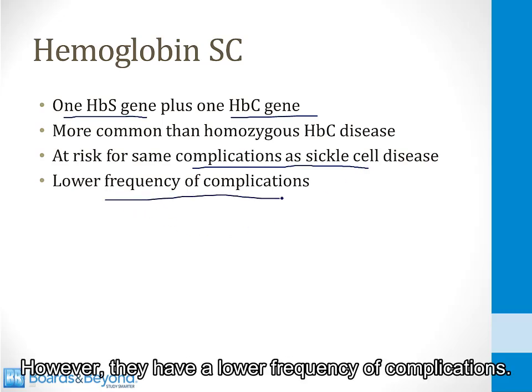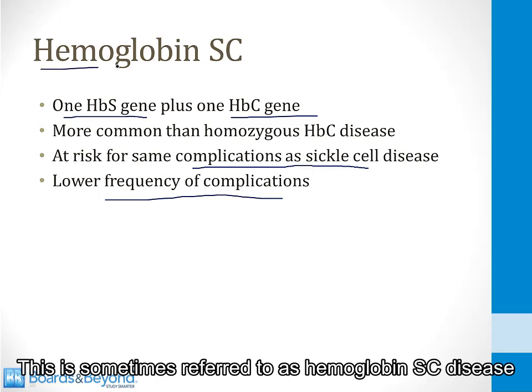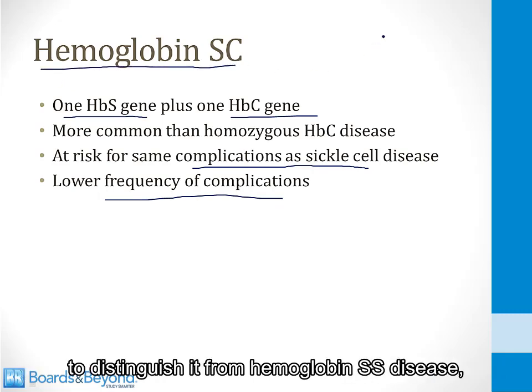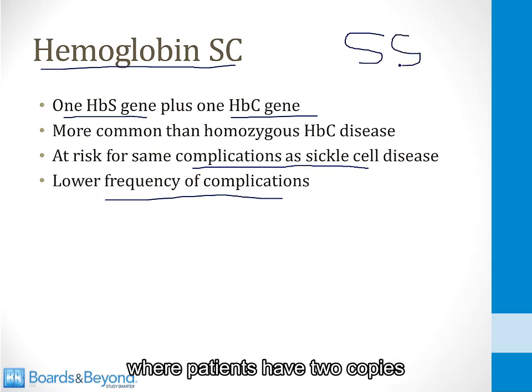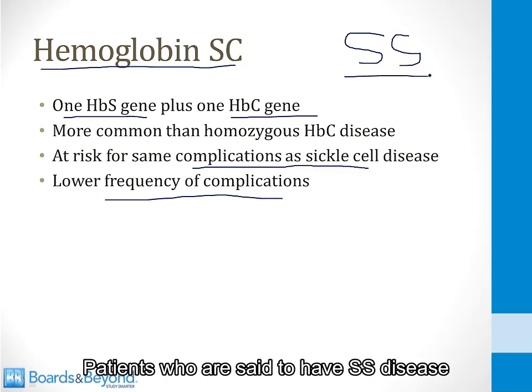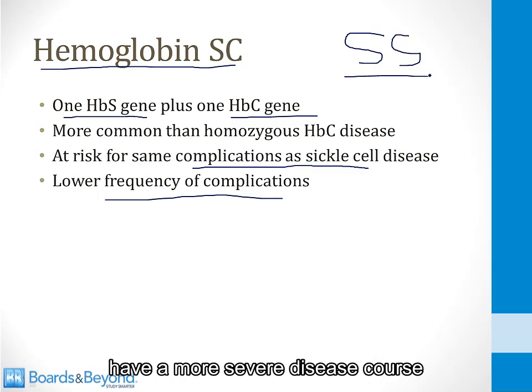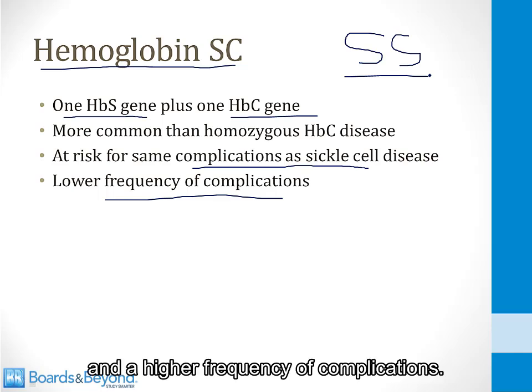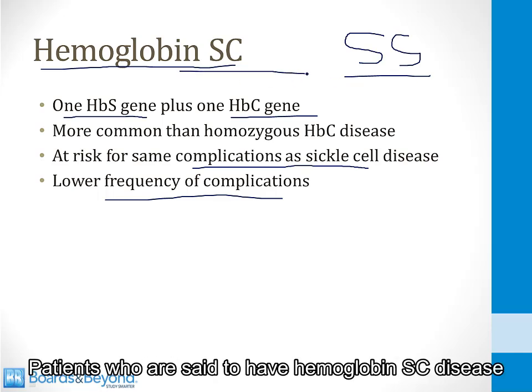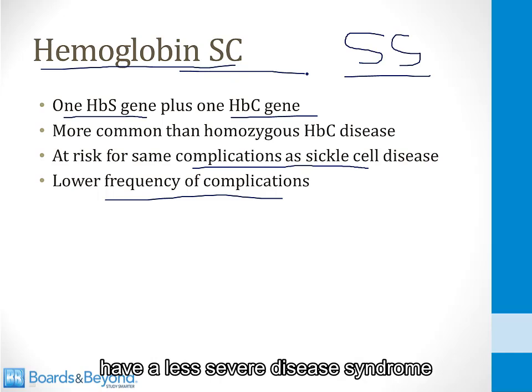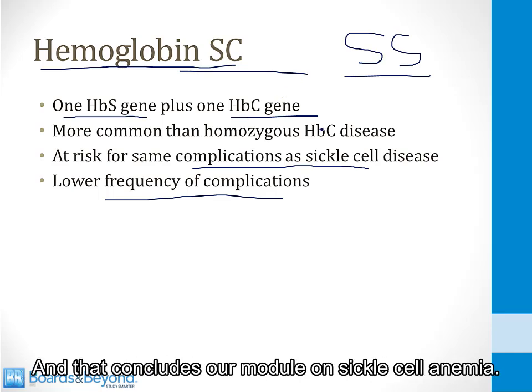This is sometimes referred to as hemoglobin SC disease to distinguish it from hemoglobin SS disease, where patients have two copies of the sickle cell anemia gene. Patients who are said to have SS disease have a more severe disease course and a higher frequency of complications. Patients who are said to have hemoglobin SC disease have a less severe disease syndrome and less frequency of complications. And that concludes our module on sickle cell anemia.